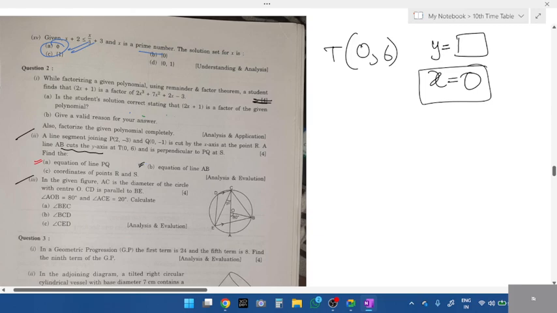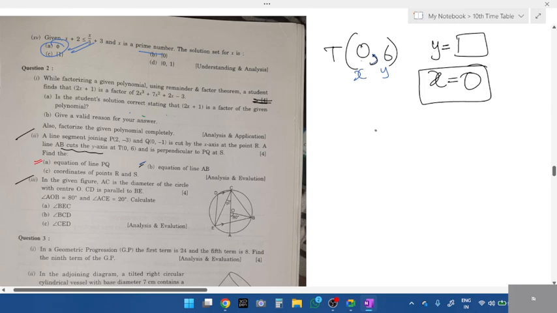Fine. To find the equation, there are three options. Either two points should be given, or one point and one slope should be given, or one slope and an intercept should be given. Line AB cuts the y-axis at t equals 0, 6. So you take x equals 0. Now this (0, 6), students, take it as the x1, y1 value.